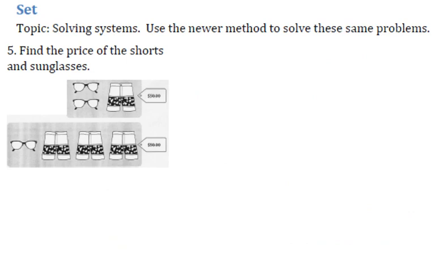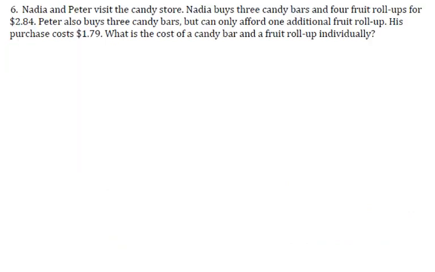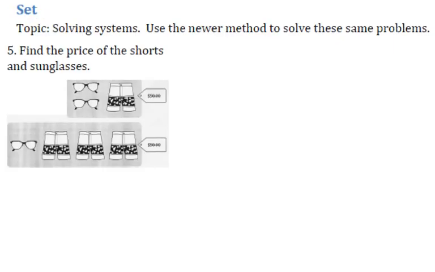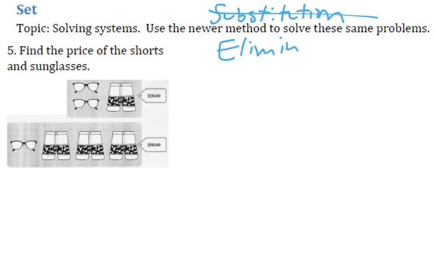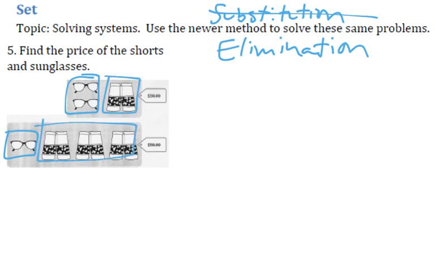Alright, so now we've done all 3 of these problems before. However, we did them with substitution. Now it wants us to do it with elimination. That new method. So when we look at this, we are trying to decide how we can get rid of one of our sunglasses or shorts. I've got 2 glasses here, 1 here, 1 pair of shorts here, 3 here.